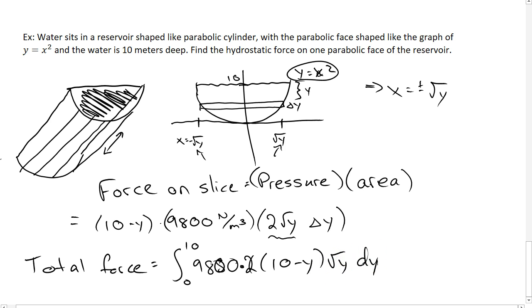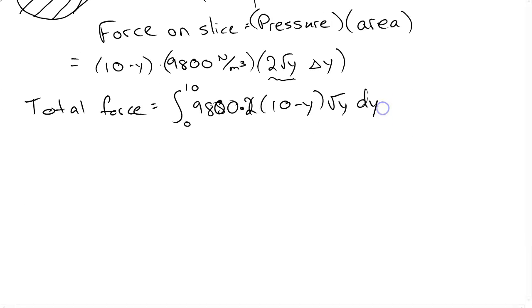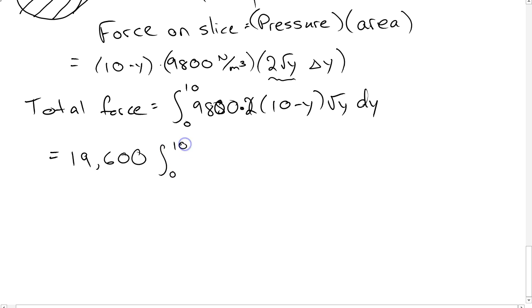Okay, so I will leave it to you to get a number for that. I certainly don't care what the number is. You can do this integral pretty easily, right? You can just pull out the 9,800 times 2, so that's going to be 19,600. And we have integral 0 to 10, and I would do 10 root y minus y to the 3 halves. Okay, so you get some integral like that, you get a number.